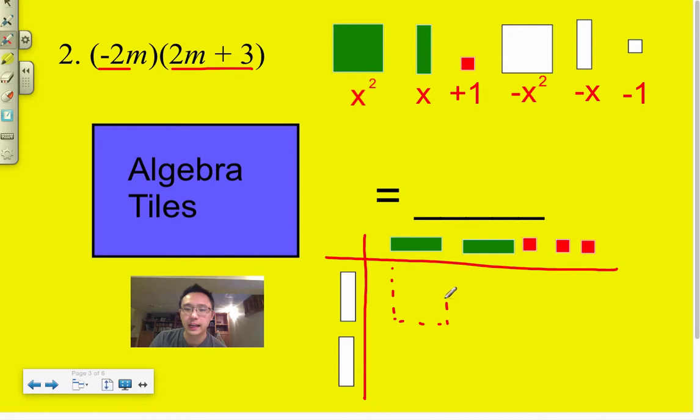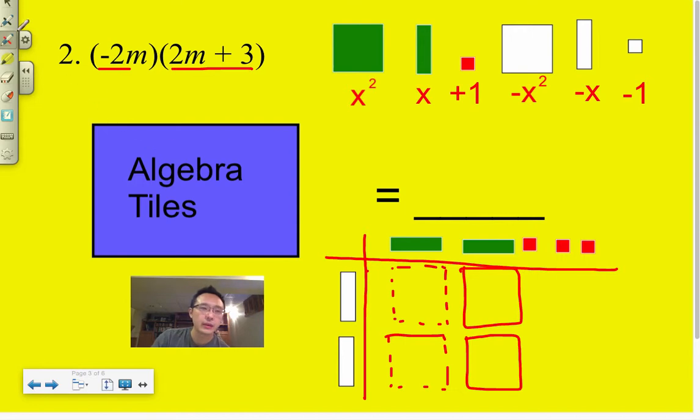So here's one gap. So we're just doing the outline of these two. So that's another one, and here's another one, another one. But which one do I take, the green one or the white one? Well, since this is a negative times a positive, I'm going to take a negative one, because negative times a positive is a negative. So those are my squares.